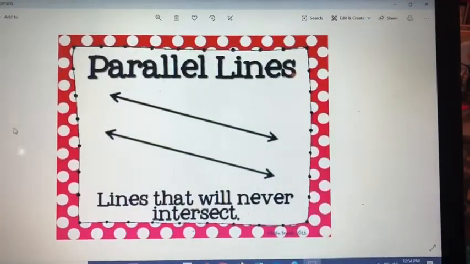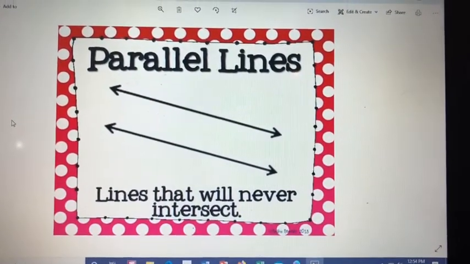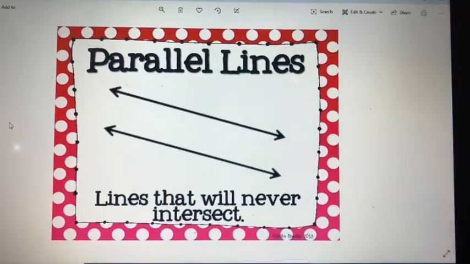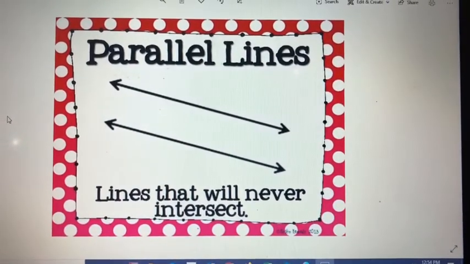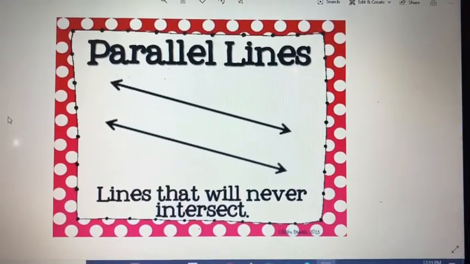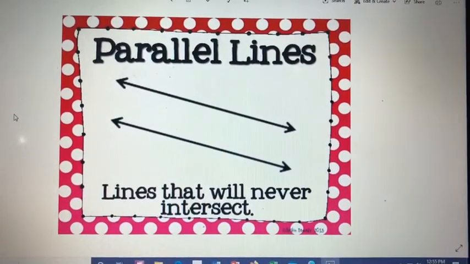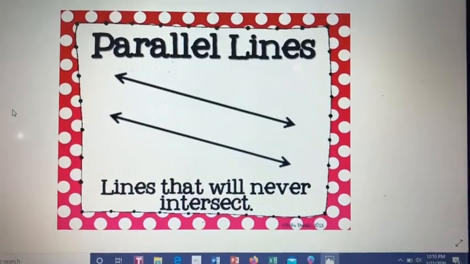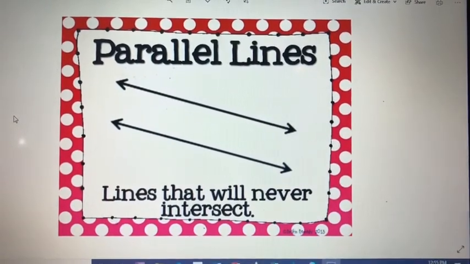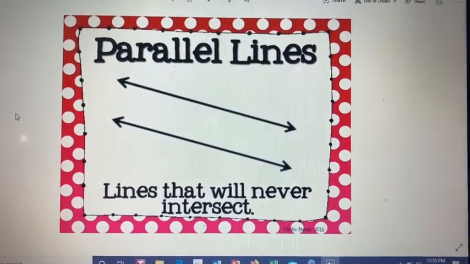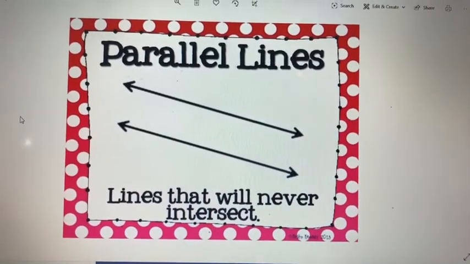So our next section talks about parallel lines. So I thought this was a good visual for you on parallel lines. They run alongside each other. They will never get closer. They will never get further away from each other. You can follow them for miles and miles and miles, and they will always be the same distance apart.